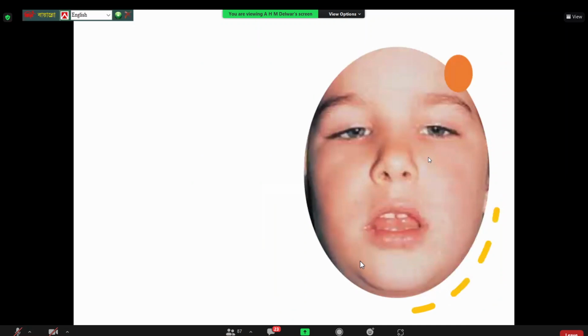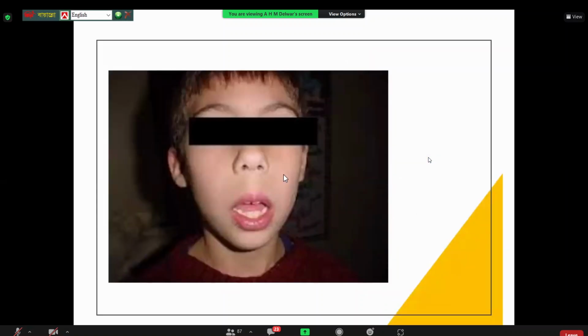This is one of the types of pinched nostril. The nostril is pinched because it is not used. This is the nostril, with open mouth and prominent incisor teeth. There is another picture. You see open mouth, mouth breathing, and pinched nostril.